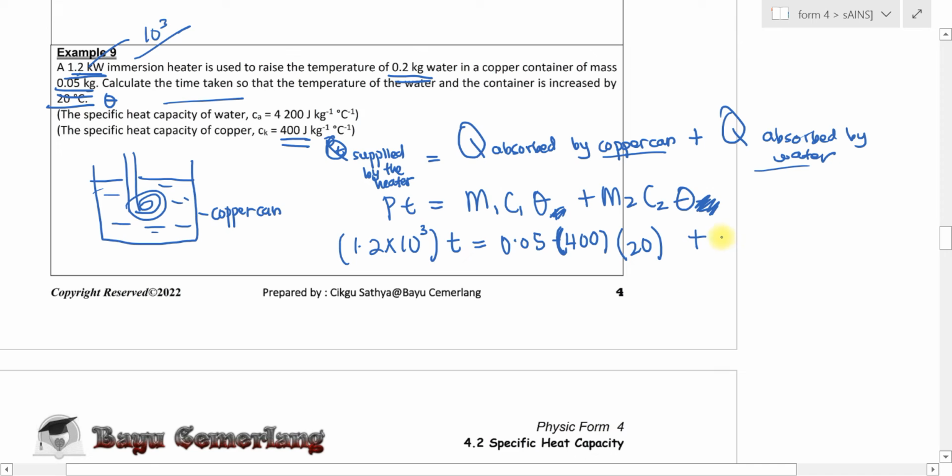Plus M2 for water. Water dia adalah 0.2 kg. 4200 is the specific heat capacity. And the theta is 20. Okay, solve this. What do you get overall here? Right hand side.